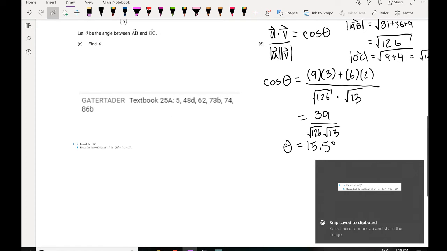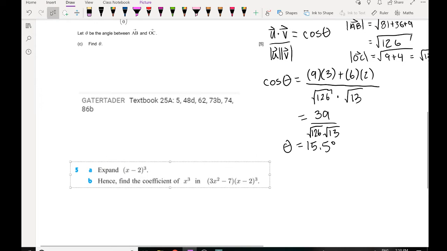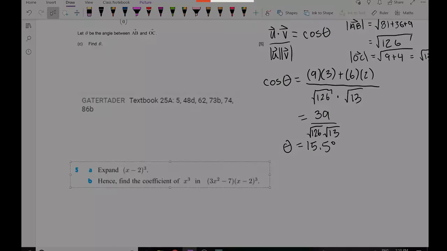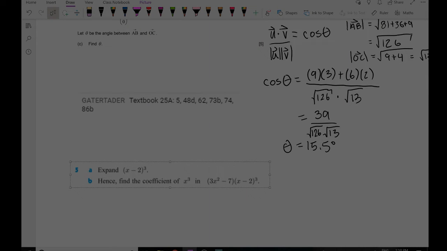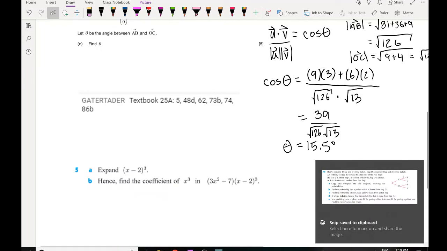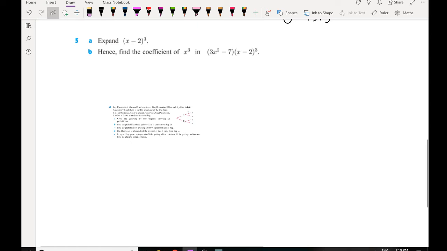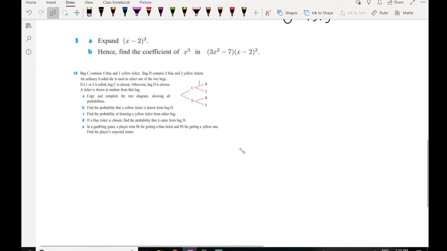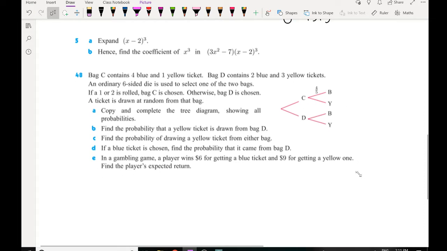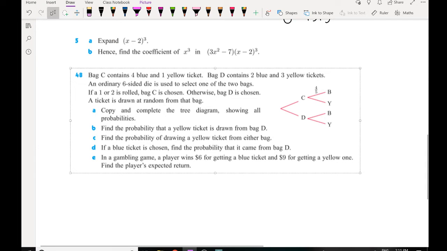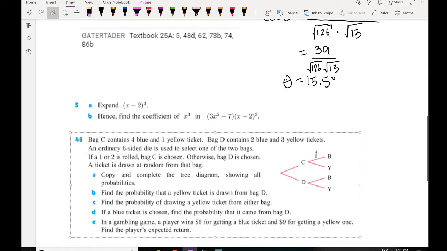I'm just going to pop these ones in. Why are they coming in so small? That doesn't make any sense. 48D. Probability question. Very good. 62.